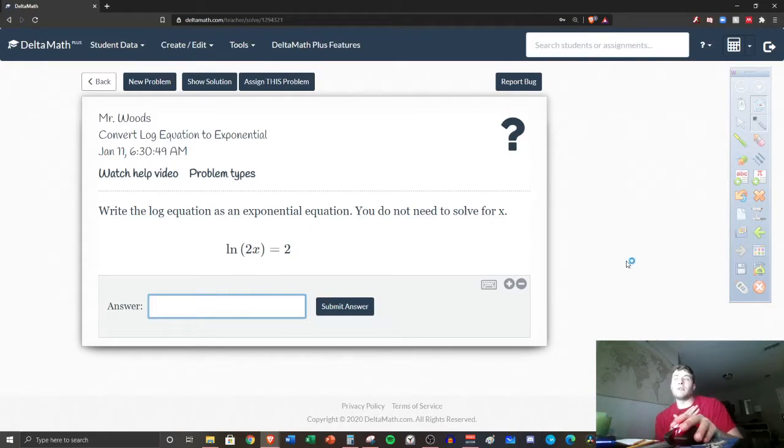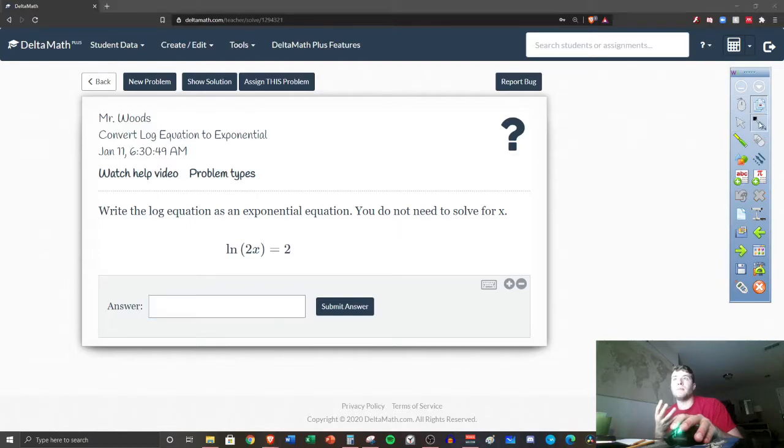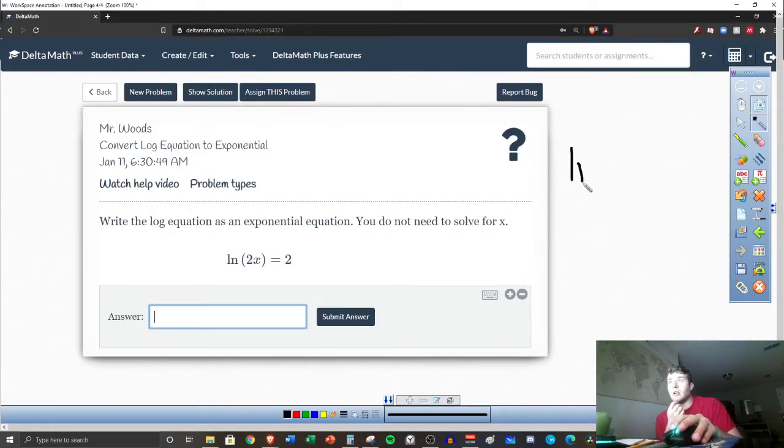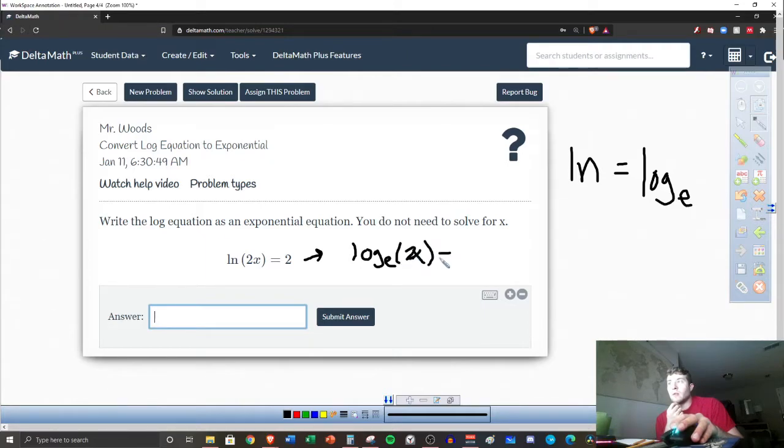Now, let's talk about natural log. Remember, natural log, we had our logarithm FYIs. Remember that natural log is equal to log base e. We can rewrite it like this, and if it helps you, you're able to do this: log base e of 2x equals 2. So that's very important to remember. Natural log, ln, is log base e. And remember that log by itself is log base 10.